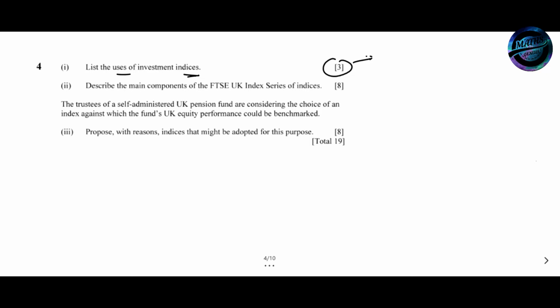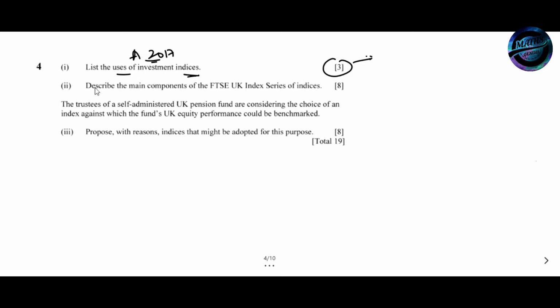Welcome to the lecture series of ST5, and today we will be covering an important past paper question because investment indices have been one of the favorites of the examiners in the recent past, and this is an exam question taken from the April 2017 examination. Question number 4, it says that list the uses of investment indices.